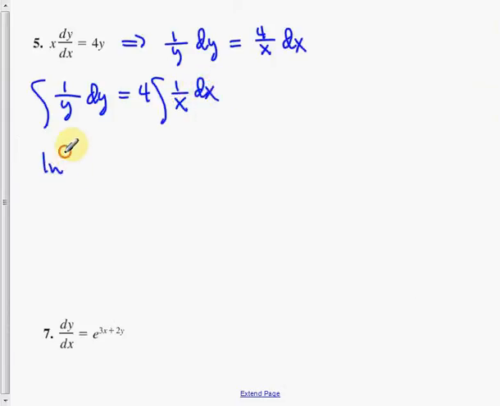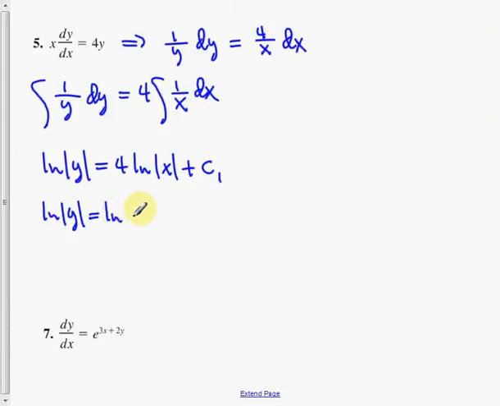So we get here the natural log of the absolute value of y is equal to 4 times the natural log of the absolute value of x plus some constant. Let's call it c sub 1. So this is the natural log of the absolute value of y is equal to the natural log of x to the 4th plus some constant, c sub 1.